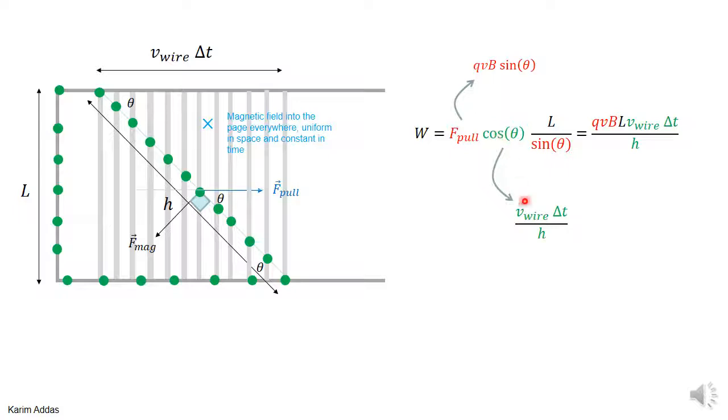So substitute the cosine with this, the green part. Substitute F pull by the red part. The sine theta will cancel with the sine theta. You just get QVB. And so now we're ready to continue.